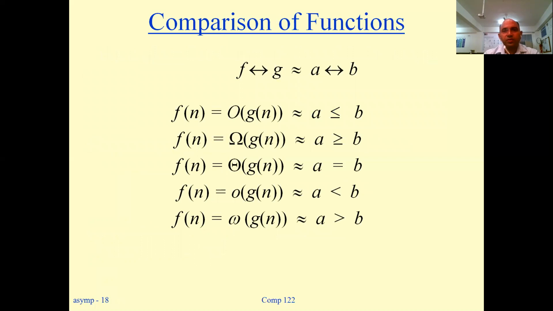Here is a comparison of functions. Suppose f and g are two non-negative functions. We can say f(n) is equal to big O of g(n), which is similar to a is less than or equal to b. Then f(n) is equal to omega of g(n) if a is greater than or equal to b. f(n) is equal to theta of g(n) if a equals b. f(n) is equal to little o of g(n) if a is less than b. f(n) is equal to little omega of g(n) if a is greater than b. So there is an analogy between the two functions f and g and the numbers a and b.